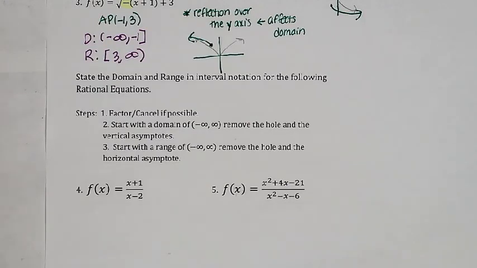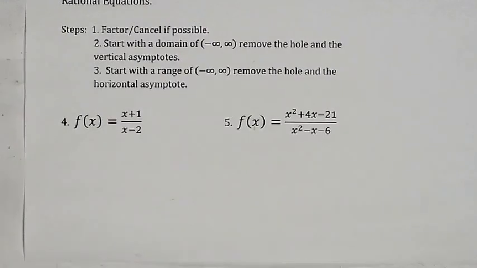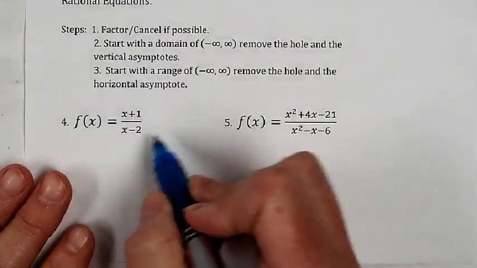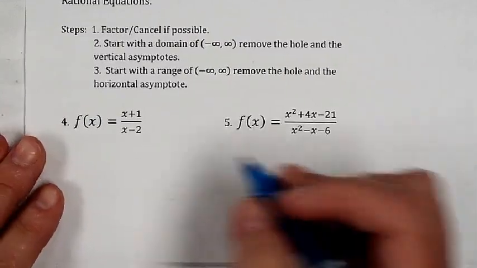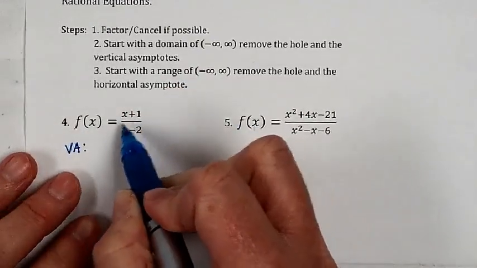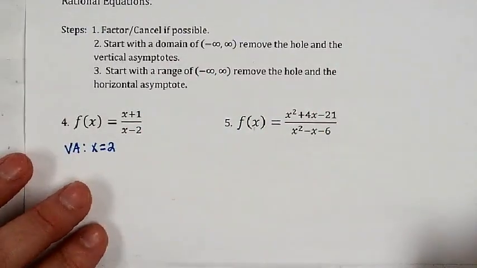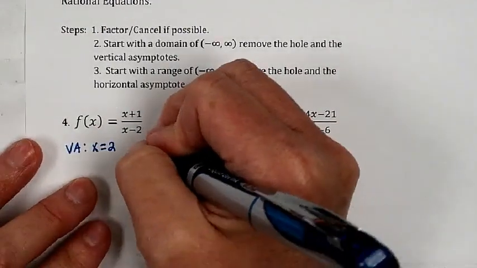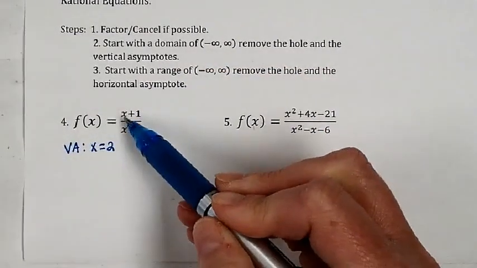So if I look at my first one, nothing to factor, nothing to cancel, so there is no hole. Vertical asymptotes. We're looking at the denominator. So this would be x is equal to 2. Horizontal asymptote. So x over x, y is equal to 1. Exponents are the same, divide the coefficients, 1 over 1 is 1.